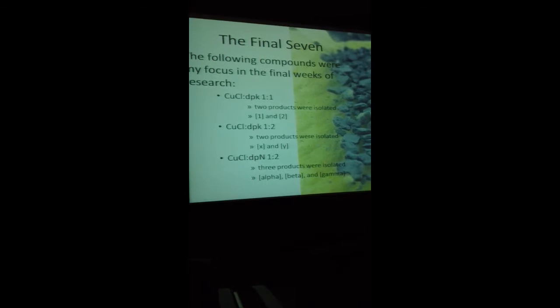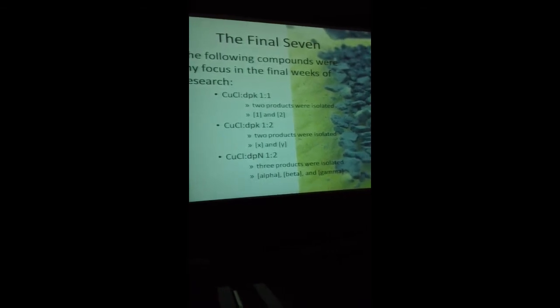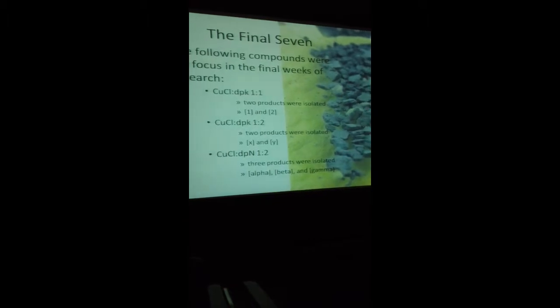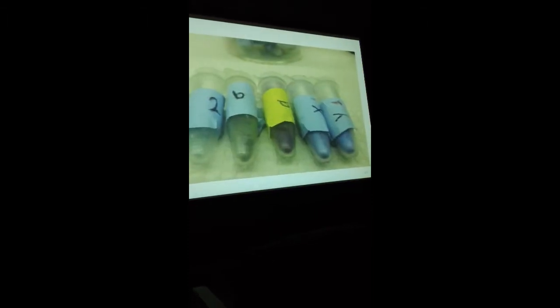So I had a ratio of copper DPK 1:1, copper DPK 1:2, and copper DPN 1:2. And this picture is a mixture of these 2 products right there. So they're all really pretty colors. And here are samples of my products.